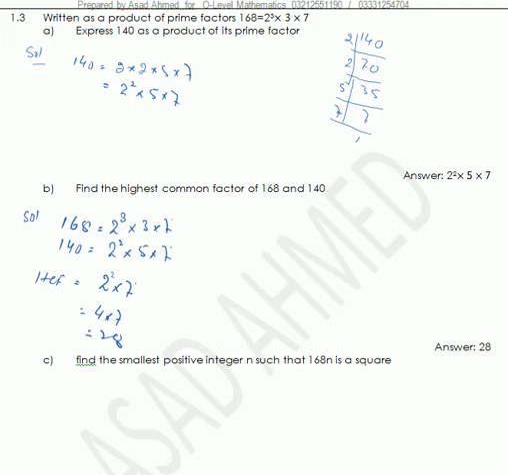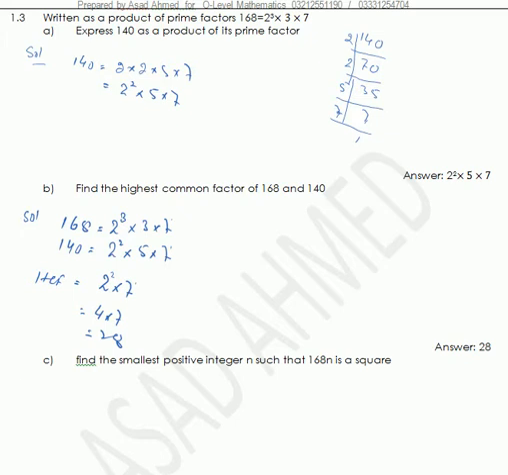Whenever we are going to find the highest common factor of two or more given numbers, and these numbers are given in factor form, we take the common number first, and the least power or the same power. So it is 7 with the same power, and the least power of 2 is 2.